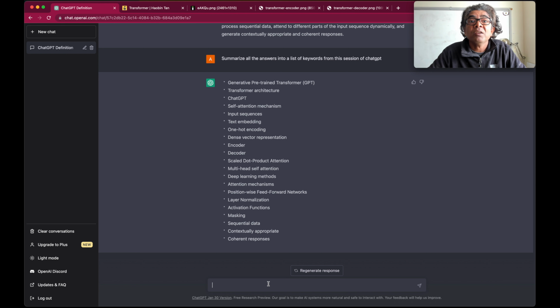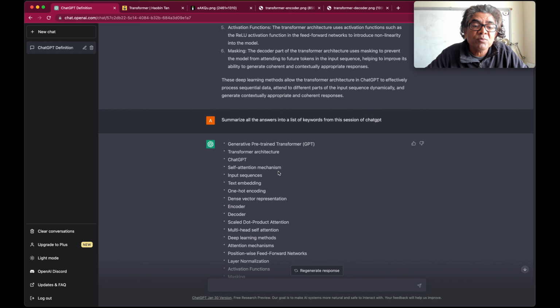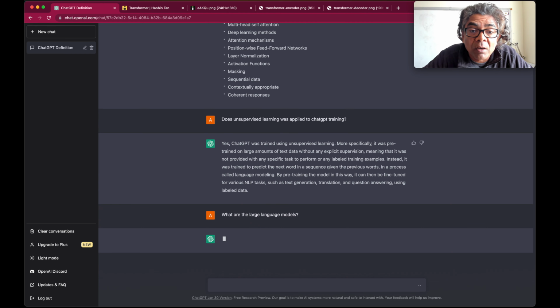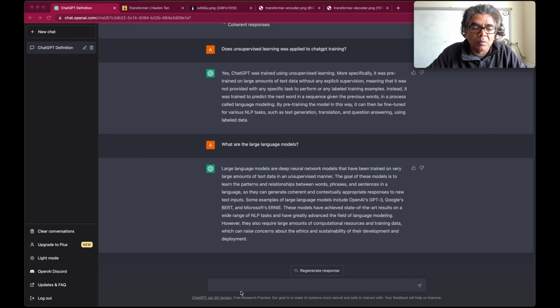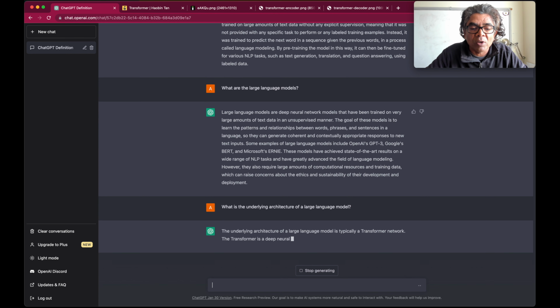After that, we might have a burning question. We already know that supervised learning is applied in ChatGPT, so we can ask if unsupervised learning is applied. So the question is, was unsupervised learning applied to ChatGPT training? The next question in the same series we could ask related to large language models is, what are the large language models? Then we could ask, what is the underlying architecture of large language models?